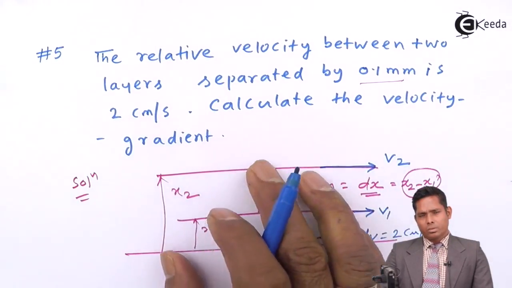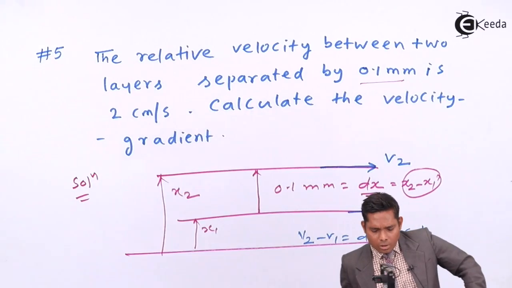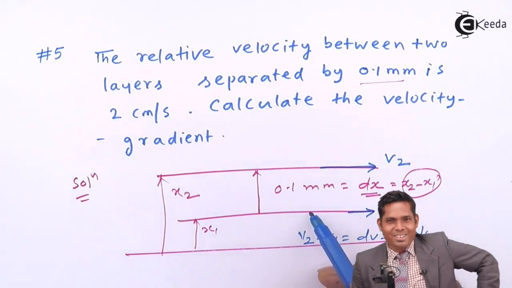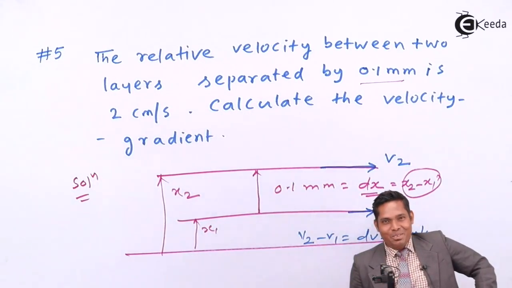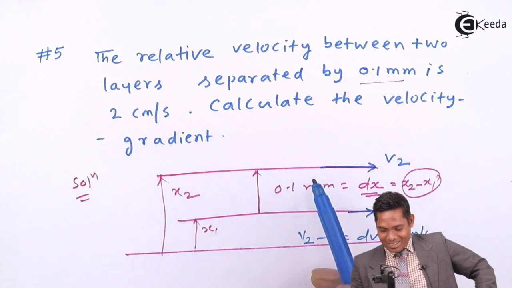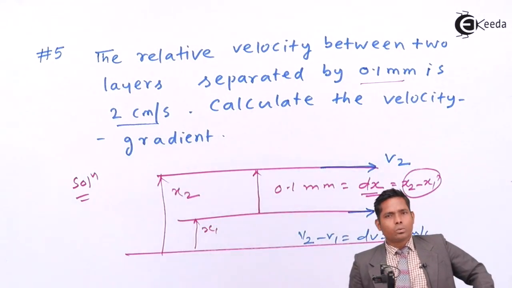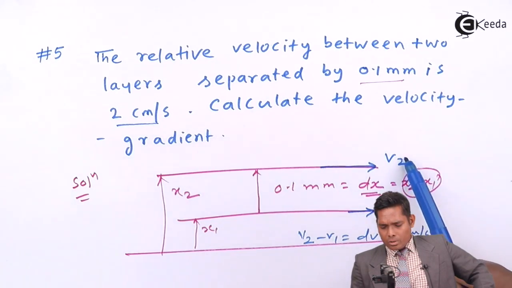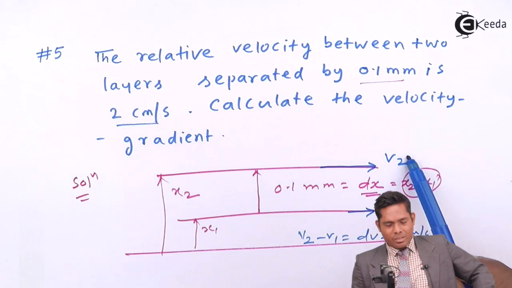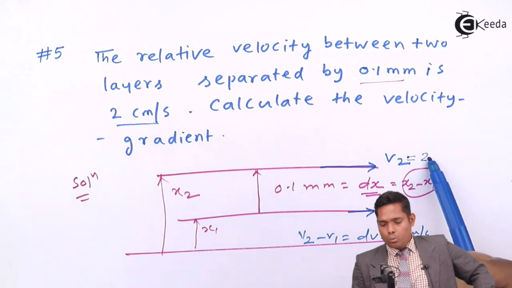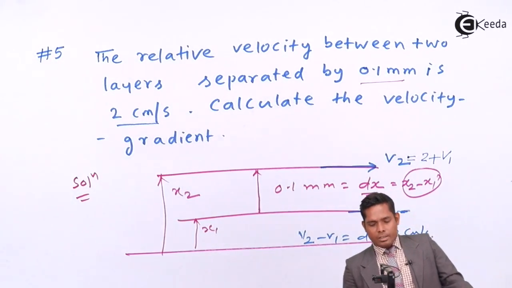So you can assume that this is 0 or this is 2 centimeter per second. Or you can take this as 1 centimeter per second and this as 3 centimeter per second. Then also it is 2 centimeter per second. So this can be any value, but then you add 2 to it. So v2 is nothing but 2 plus v1. That is how you get the relative velocity.